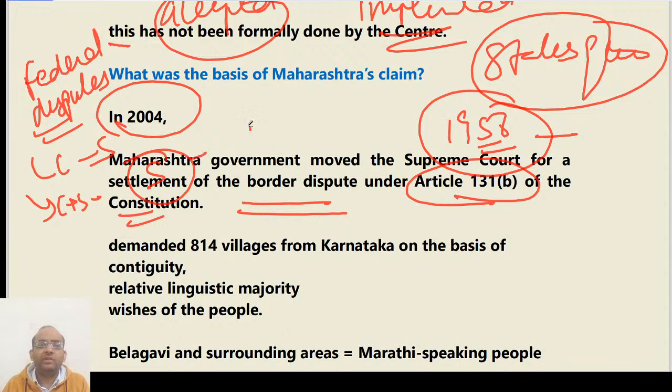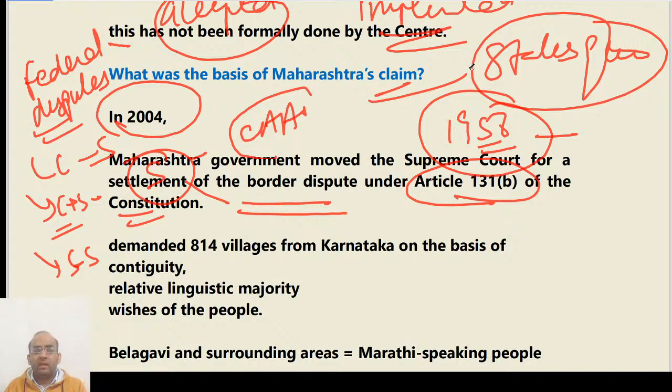For example, CAA and NRC. BJP-ruled states and center on one side, and Kerala, West Bengal, Rajasthan, etc. on the other side. Third is between states. That is basically the Belgaum dispute. Okay, and they demanded that 814 villages from Karnataka should be given back to Maharashtra. Why? What are the reasons they have given?